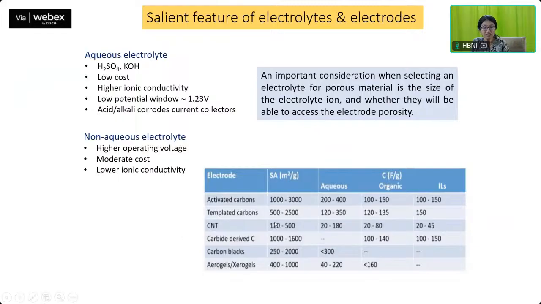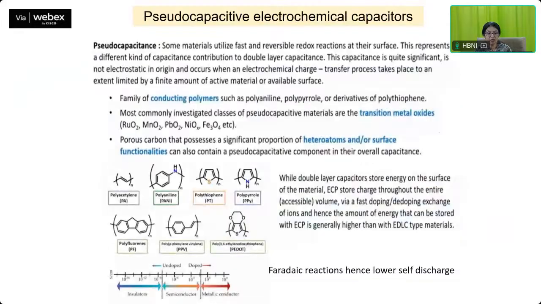Whereas if you have a templated carbon where the surface area is considerably less, but you still have an aqueous electrolyte, you see the capacitance has come down drastically. It is now 120 to 350 farads per gram. So similarly, all these different values are given. So using these different permutations and combinations, you can find out the kind of supercapacitor you are going to develop.